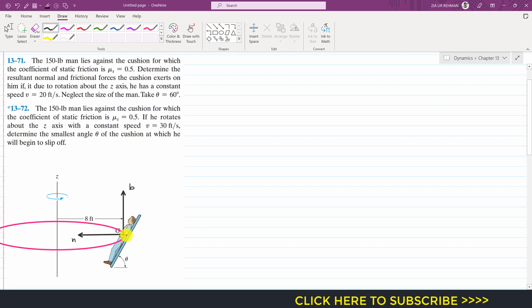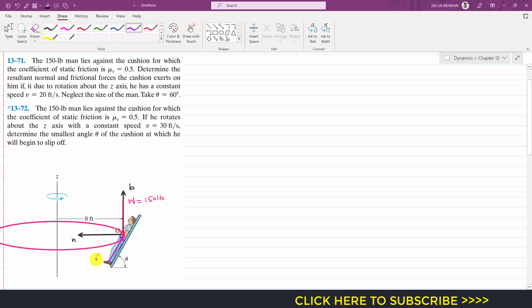The weight of the man will be acting vertically downward, so we can draw that weight. That weight will be acting in the negative b direction like this, and this weight is given, which is 150 pounds. The friction force will be acting in the upward direction. If he is going to slip downwards, then the friction force will prevent him, right? So the friction force will be acting in the upward direction like this.